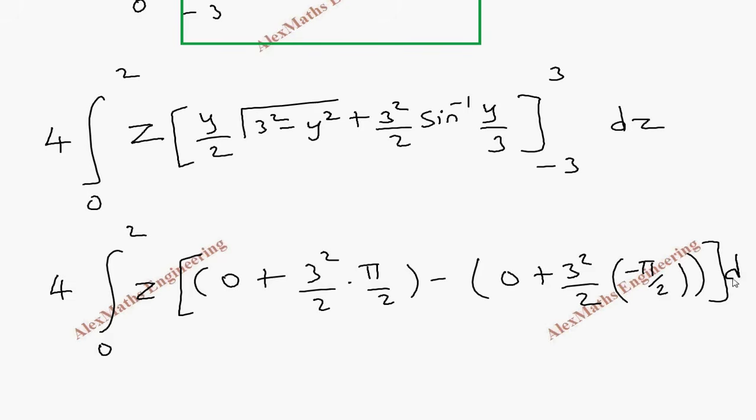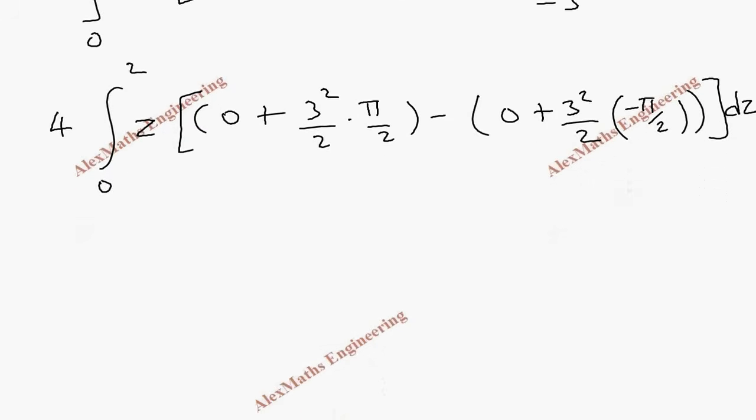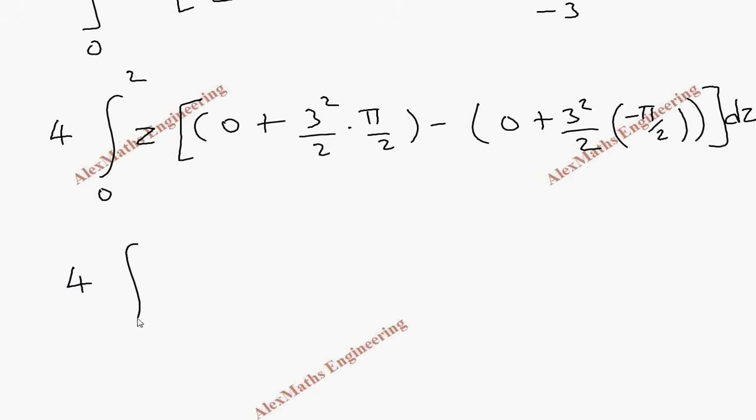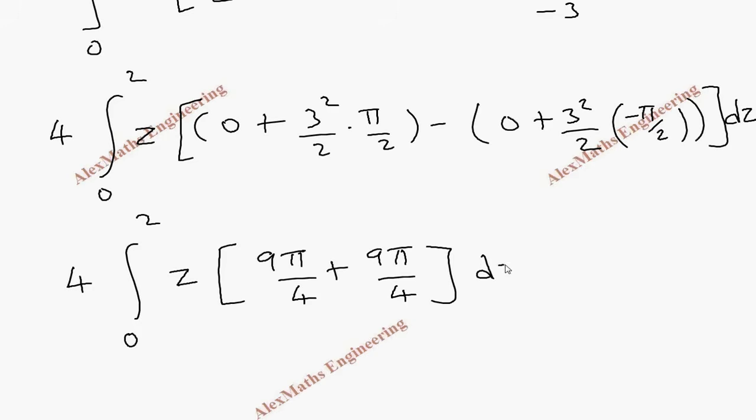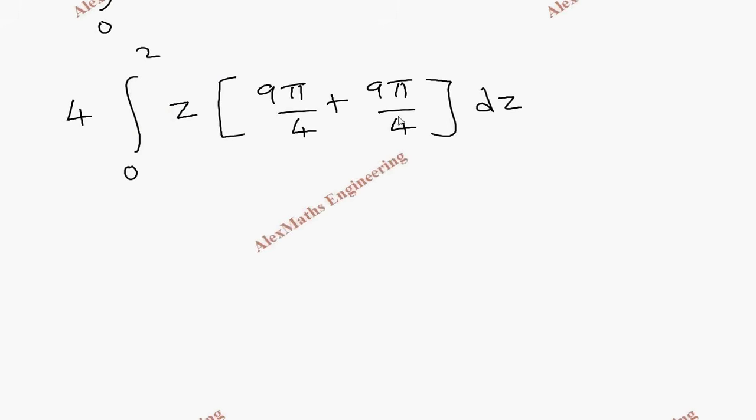Bracket close, dz. Now this becomes 4 integral 0 to 2 z into 9 pi by 4, again minus of minus, it becomes plus 9 pi by 4 dz. So which is 18 pi by 4. So 4 into 18 pi by 4 is taken common, integral 0 to 2 z dz.